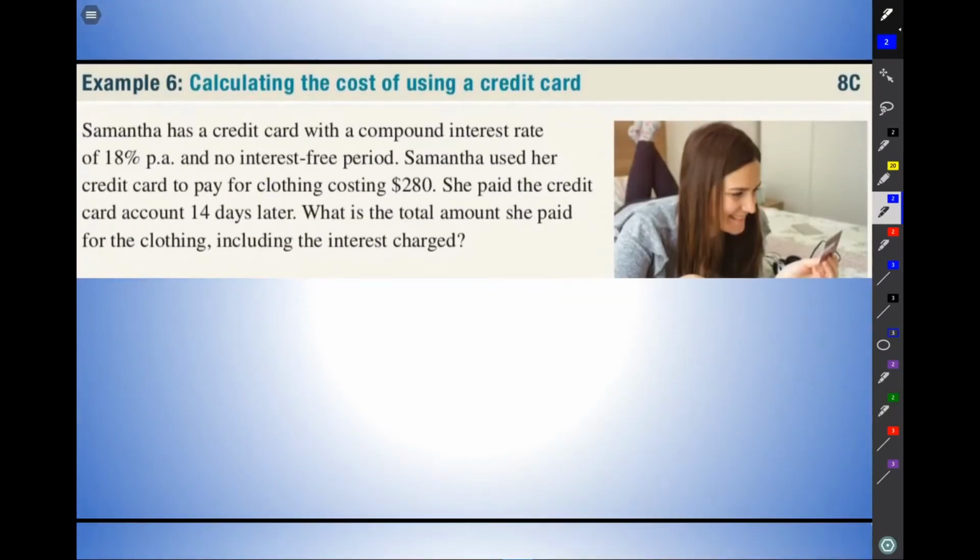So let's do an example, jump straight in. Samantha has a credit card with a compound interest rate of 18% per annum and no interest-free period. Samantha used her credit card to pay for some clothes that were $280, and she paid it off 14 days later. We want to calculate the total amount she actually paid for the clothes. So we're just going to use our formula.